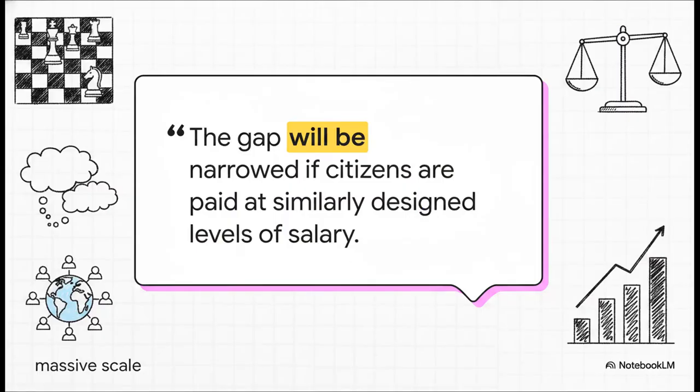This excerpt perfectly demonstrates that logic and consequence in action. "The gap will be narrowed if citizens are paid at similarly designed levels of salary. It results in ensuring social equality." It proves to the examiner that you can analyze a policy's impact on a massive scale. You aren't just throwing opinions at the wall. You're logically playing out scenarios like a chess master looking 3 moves ahead.